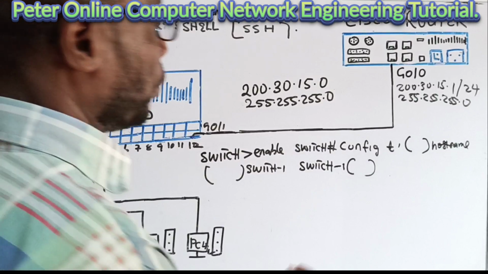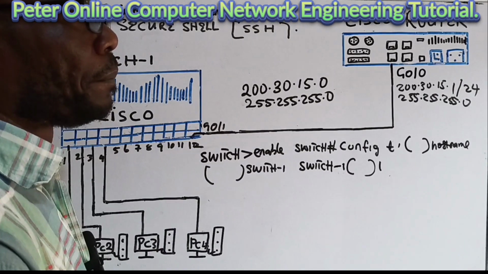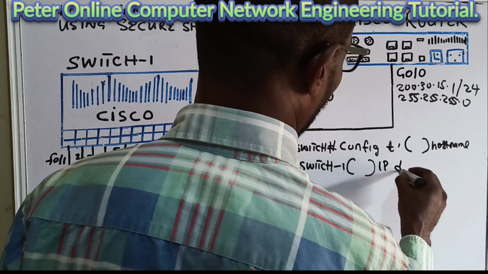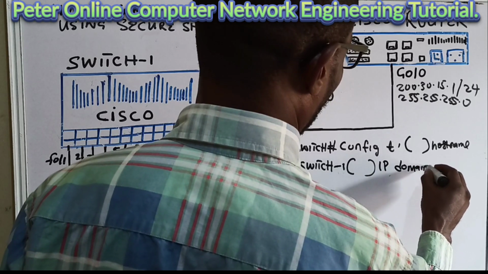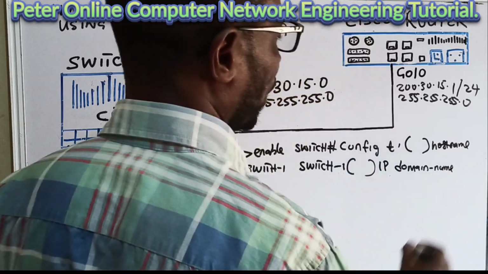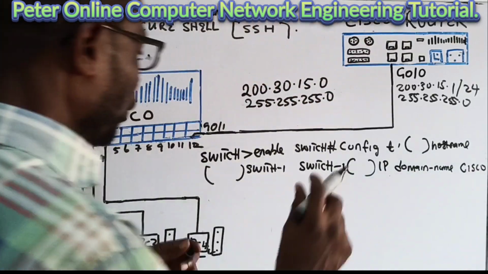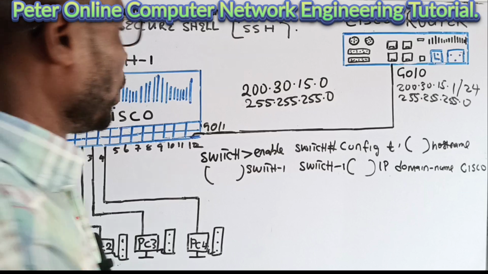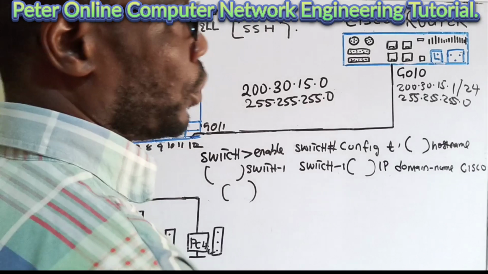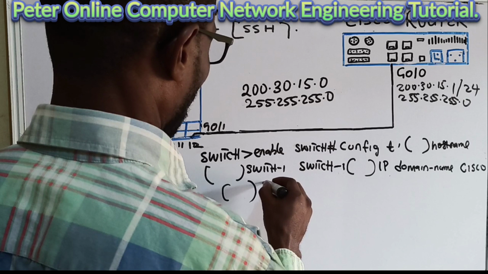Then you enter ip domain-name. Ip domain-name, you put cisco. You hit enter. You are still in global configuration mode, where you enter crypto.